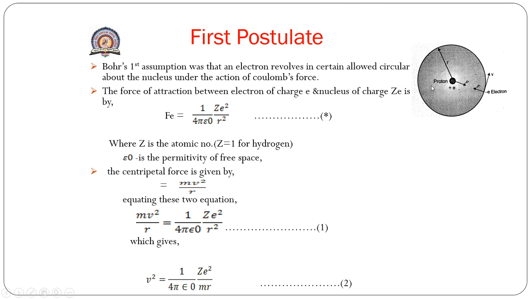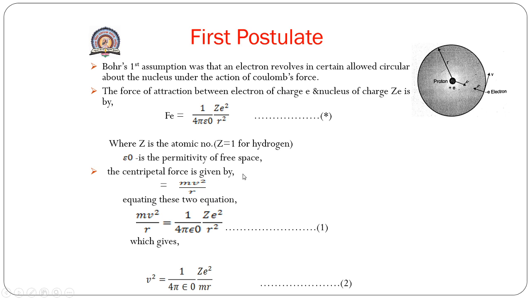The force of attraction between the electron of charge e and the nucleus of charge Ze is given by Fe equal to 1 upon 4 pi epsilon 0 into Ze square upon r square, where Z is the atomic number. For a hydrogen atom, Z is equal to 1. The atomic number of hydrogen is 1 and epsilon 0 is the permittivity of free space.